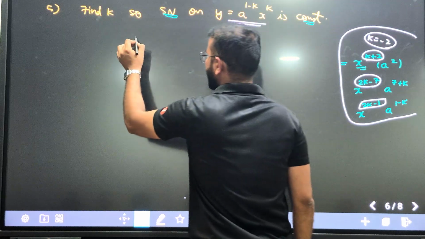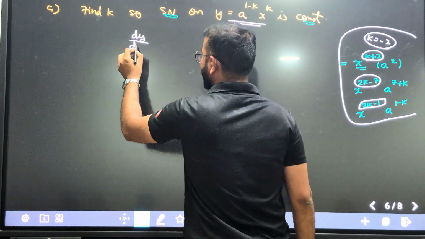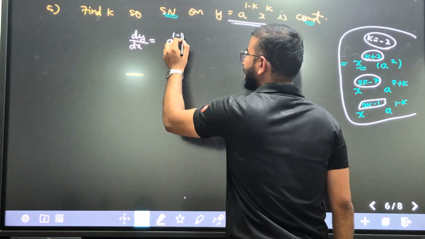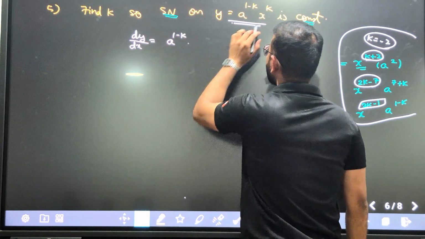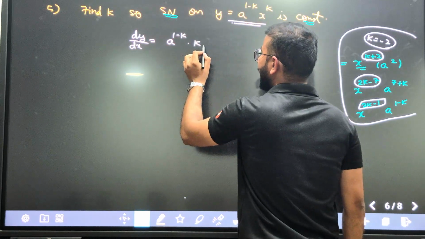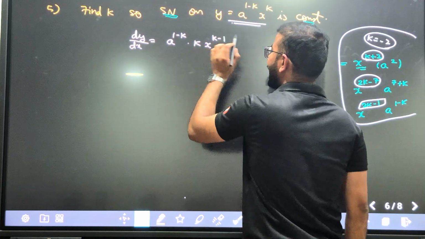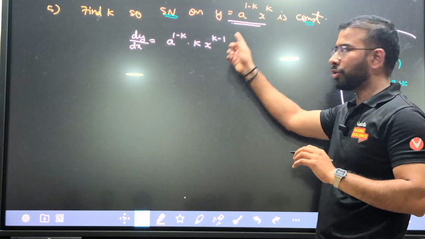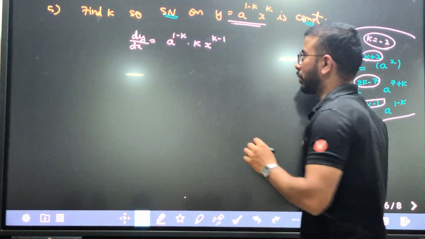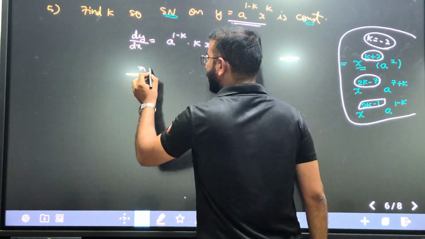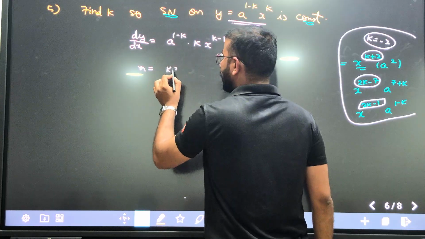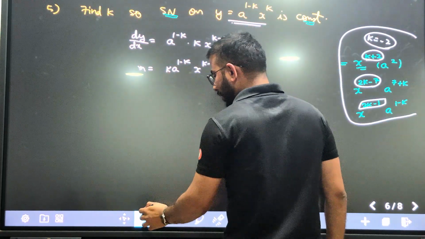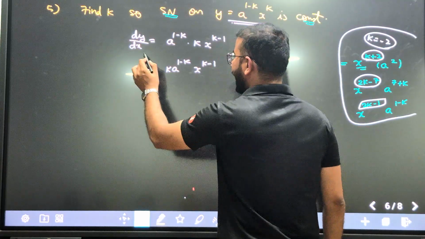First we will differentiate dy by dx. So now focus. Anything constant, you will keep as it is. This is constant. Now what is x power k differentiation? k into x power k minus 1. x power n is n into x power n minus 1, no? So it is k into x power k minus 1. So this is m. So m is coming out to be k into a power 1 minus k into x power k minus 1.